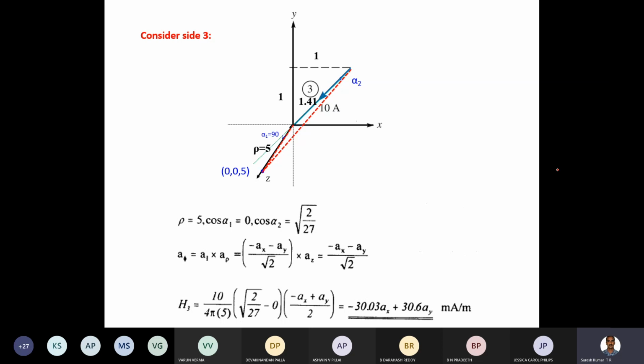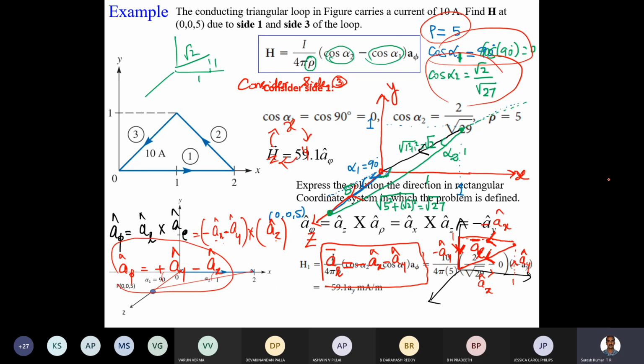Is this clear? If there are no questions, I will shift to the next example. Now we have calculated for side 1 and side 3. Maybe in the exam you will be asked to calculate for side 2. If it is a 10 mark question, the 3 sides will be given and you will be asked to calculate for the 3 sides or 2 sides, depending on the length of the question.